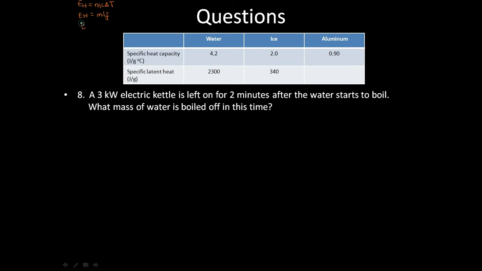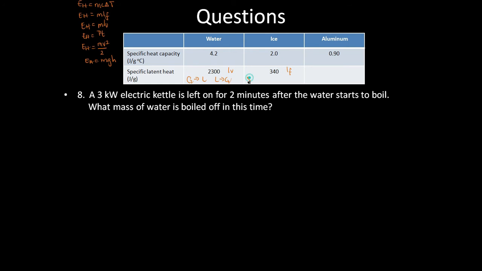and then EH equal to MLV, then EH equals PT, EH equals MV squared over 2, and then EH equals MGH. Again, this is from gas to liquid, and this is from liquid to gas, LV, latent heat of vaporization, and this one is latent heat of fusion.